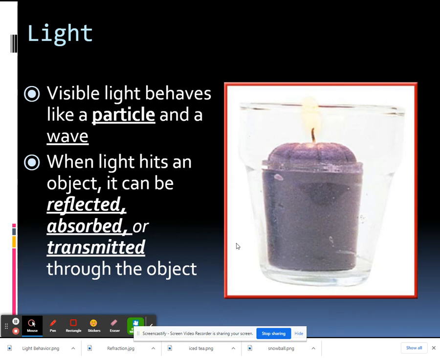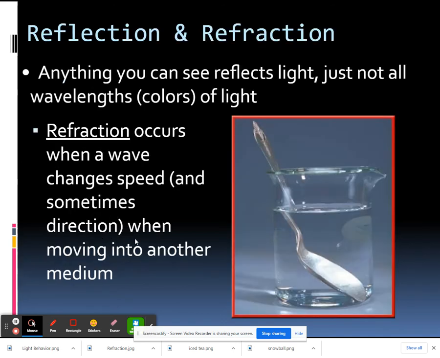Now we're going to shift gears a little bit and talk about the behavior of light in terms of visible light. Just to review, light has that wave-particle duality. It can behave as a particle and as a wave simultaneously. And when light encounters an object in its path, it has three options. It can be reflected off of the object, it can be absorbed into the object, or it can be transmitted through the object. Reflected off of the object, absorbed into the object, or transmitted through the object.